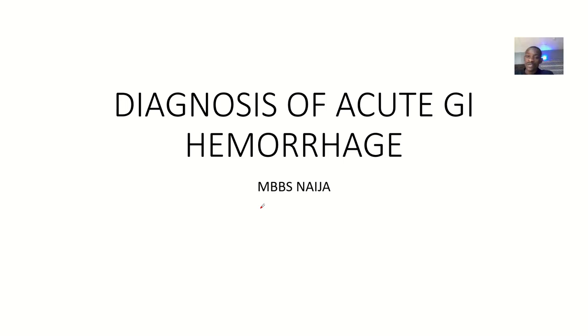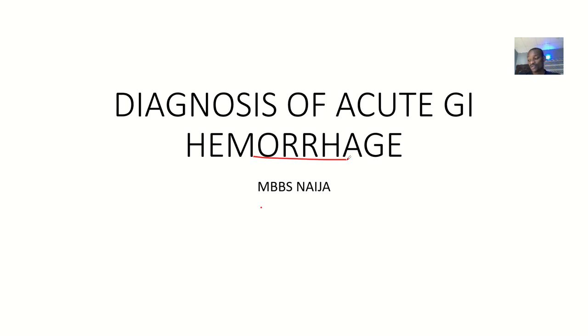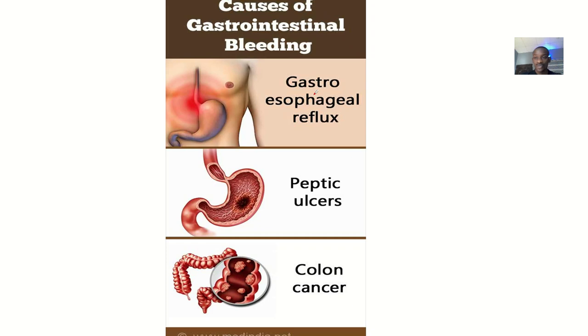So what are the various ways we can diagnose acute gastrointestinal hemorrhage? Acute gastrointestinal what? Bleeding, right? Instead of saying bleeding, we just said hemorrhage. How can you diagnose this kind of condition in the hospital? All right, so there are various ways to do this.